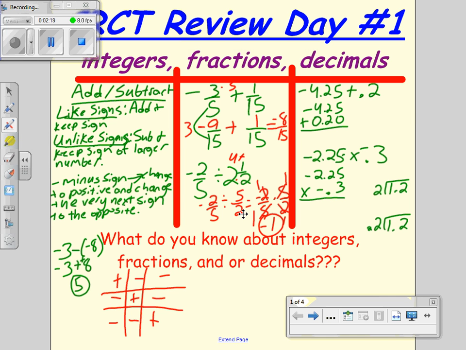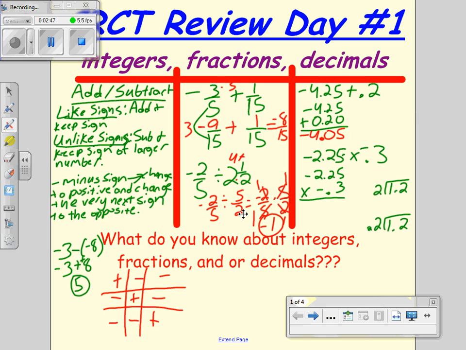Alright, next, adding decimals. I got -4.25 plus 0.2. I have to line up my decimals and put my zeros as placeholders. They're opposite signs, so therefore we are subtracting. So I gotta get 5, 0, 2 minus 2 is 0, and 4. And I have more negatives than I do positives, so therefore my answer is negative.